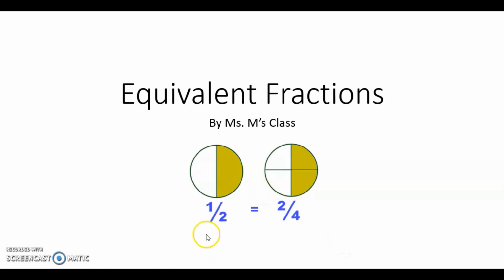But anyway, today we're going to talk about equivalent fractions. Equivalent fractions are fractions that look different. They don't have the same numerator and denominator, but they are equal. Look at this. This is 1 out of 2, and this is 2 out of 4, but the same part of the circle is shaded.